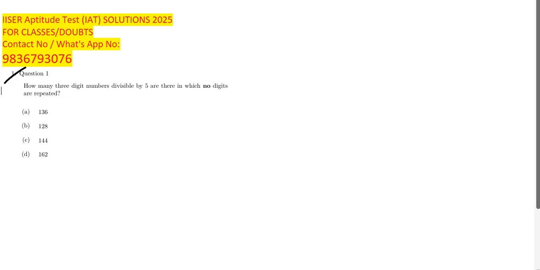So let's see how we can solve this one. Here we are being asked: how many 3-digit numbers divisible by 5 are there in which no digits are repeated?